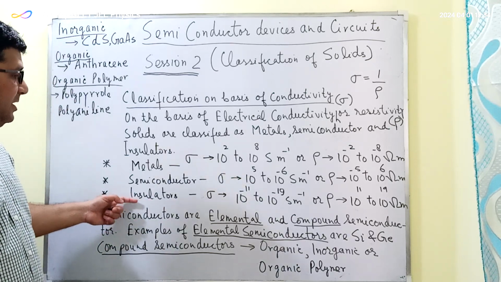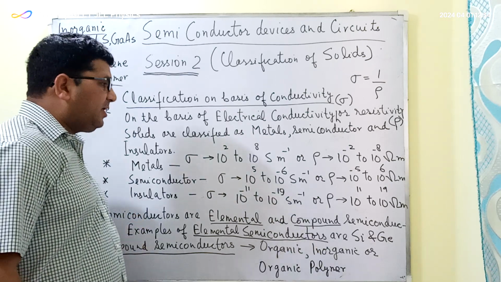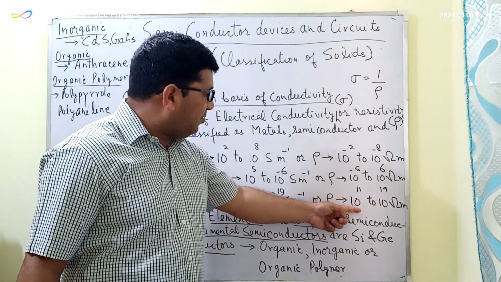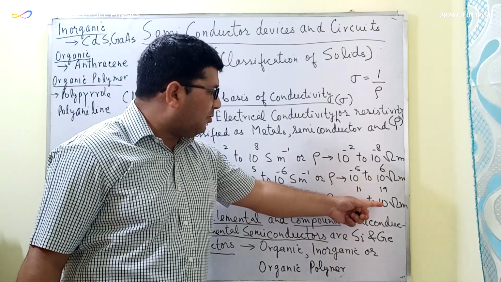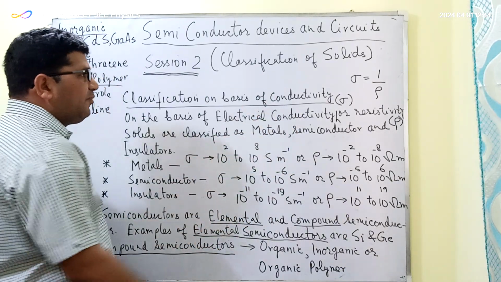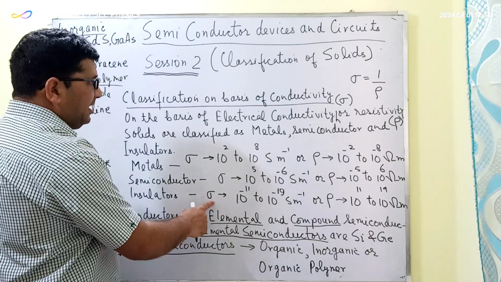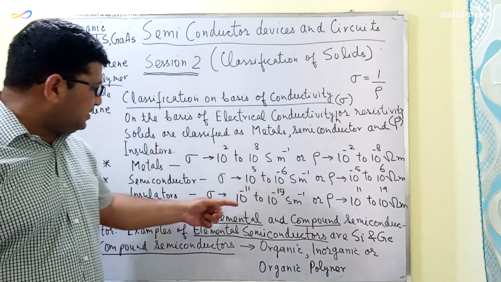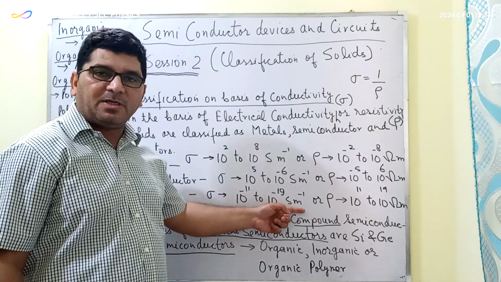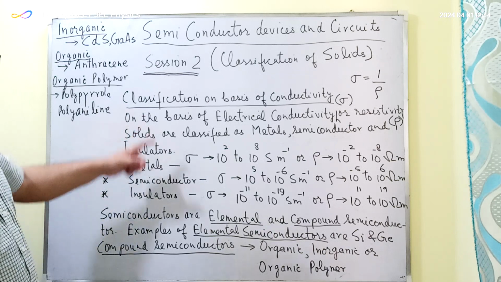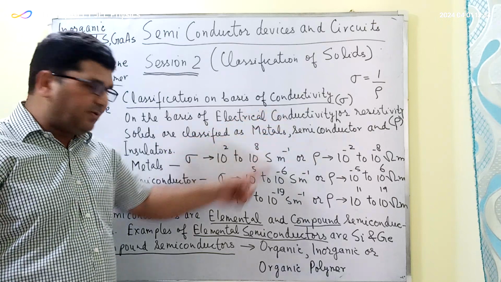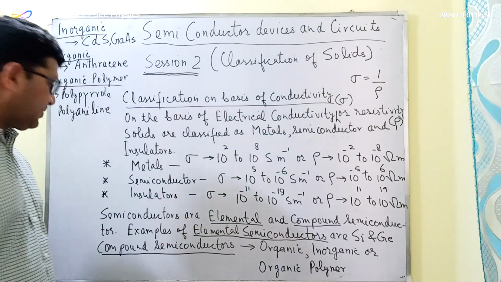Now the insulators, as you all know, have a very high resistivity, and their resistivity ranges from 10 to the power 11 to 10 to the power 19 ohm meter. And since conductivity is the reciprocal of resistivity, the electrical conductivity of the insulator ranges between 10 to the power minus 11 to 10 to the power minus 19 Siemens per meter. So this was the classification of the solids on the basis of conductivity, or you can say resistivity.